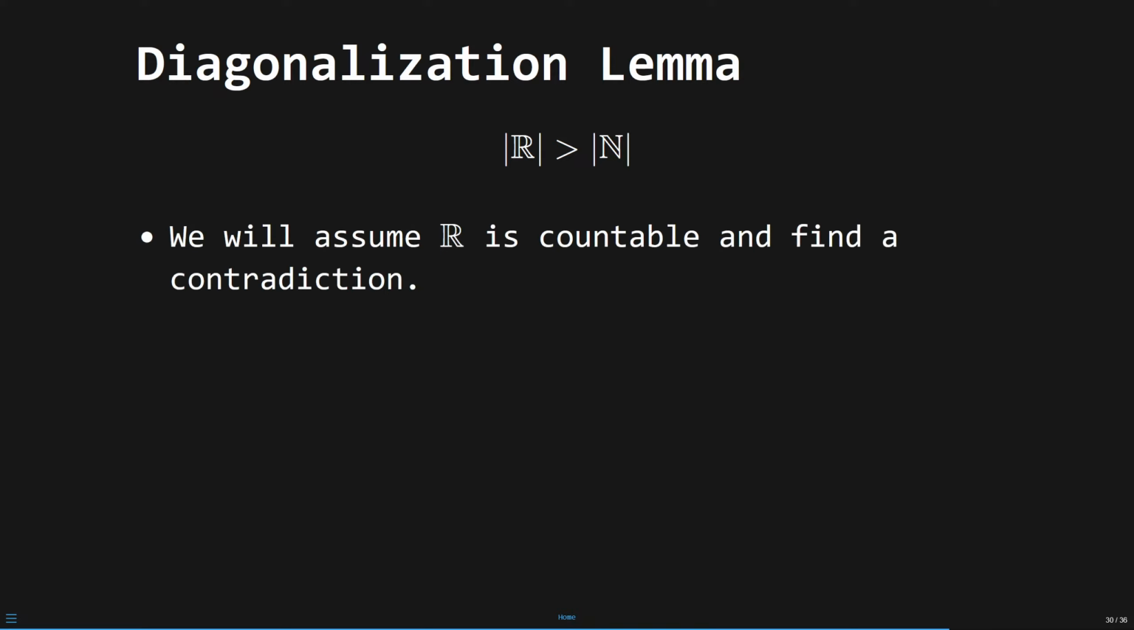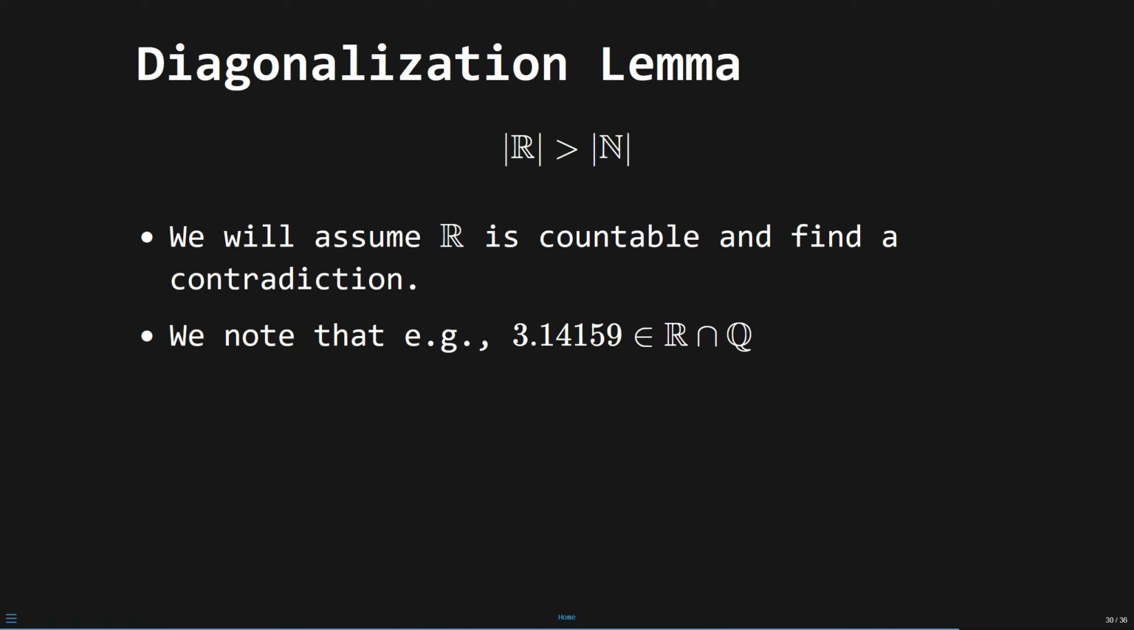We will assume R is countable, and then we'll find a contradiction. No problem. Okay, so what's countable mean? That means that I can write down essentially a row or a column or a table or whatever you like. And I say, aha, I have written down every single real number, and every single real number corresponds to some natural number. We have an obvious problem here.